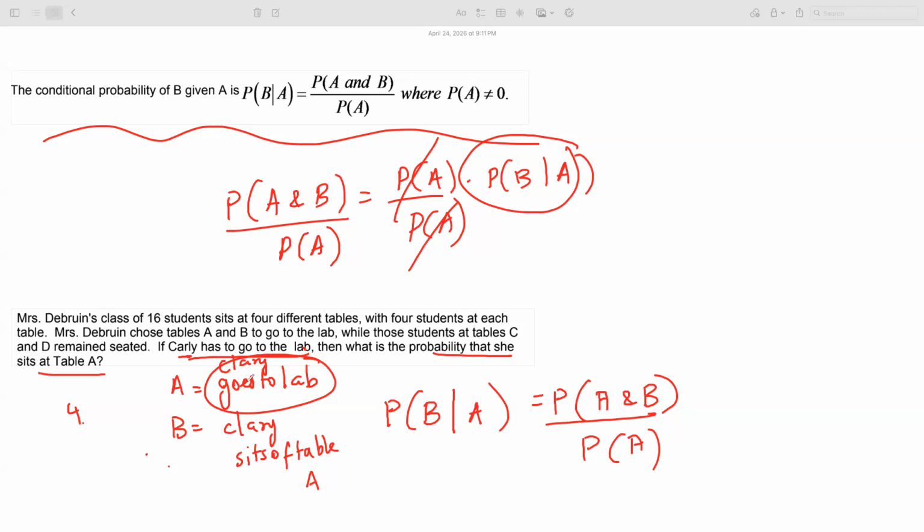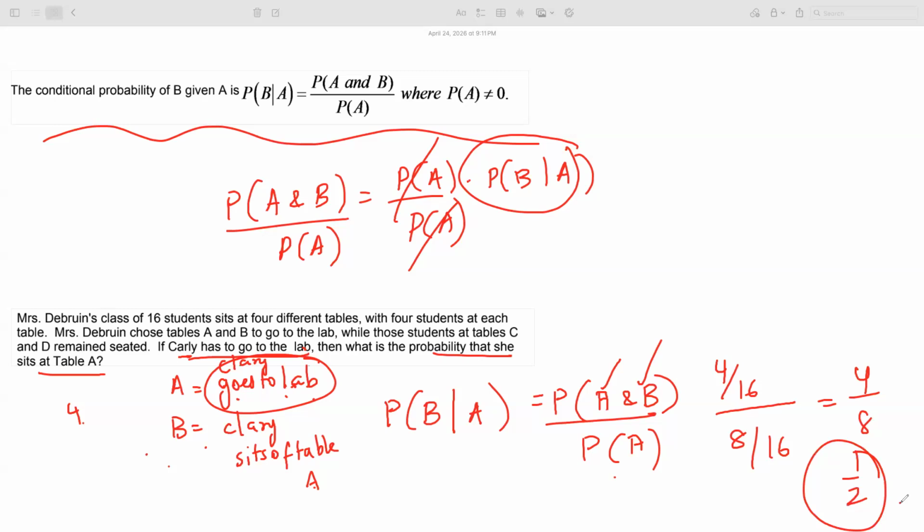Am I making sense? So, A is the event of Clary going to the lab. B is Clary sits on table A. Now, what is the probability that Clary sits on table A and goes to the lab? Both can happen in 4 out of 16 cases, right? Now, what is the probability of A? Probability of Clary going to the lab is 8 out of 16, correct? 8 people out of 16 are going to the lab, right? So, this is 4 by 8, which is 1 by 2.